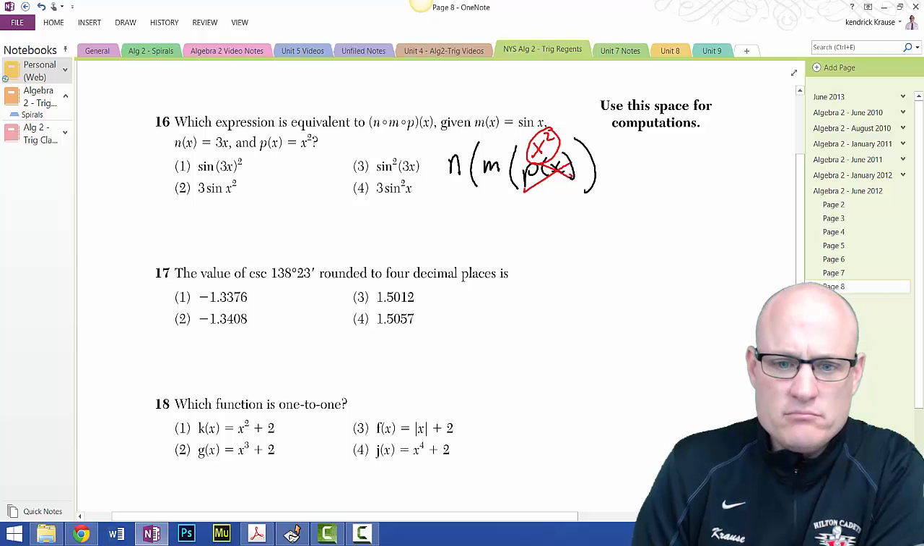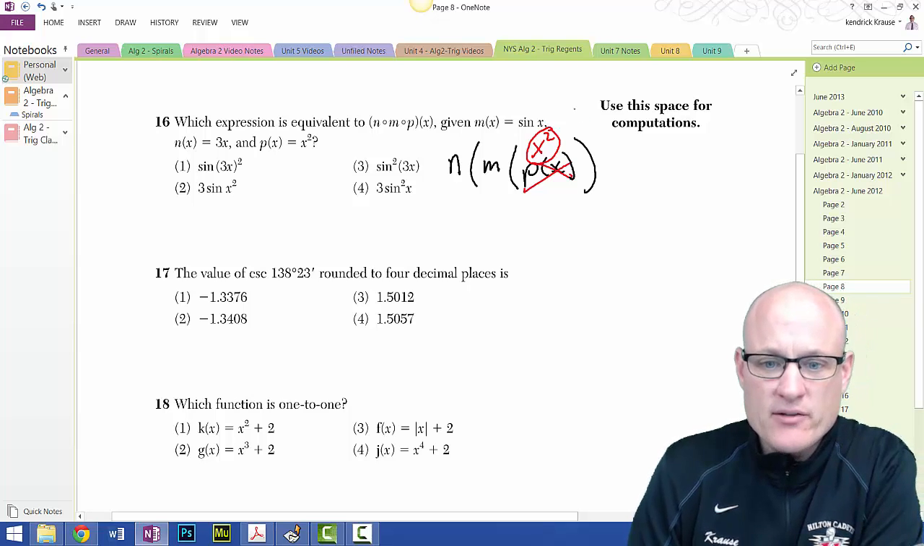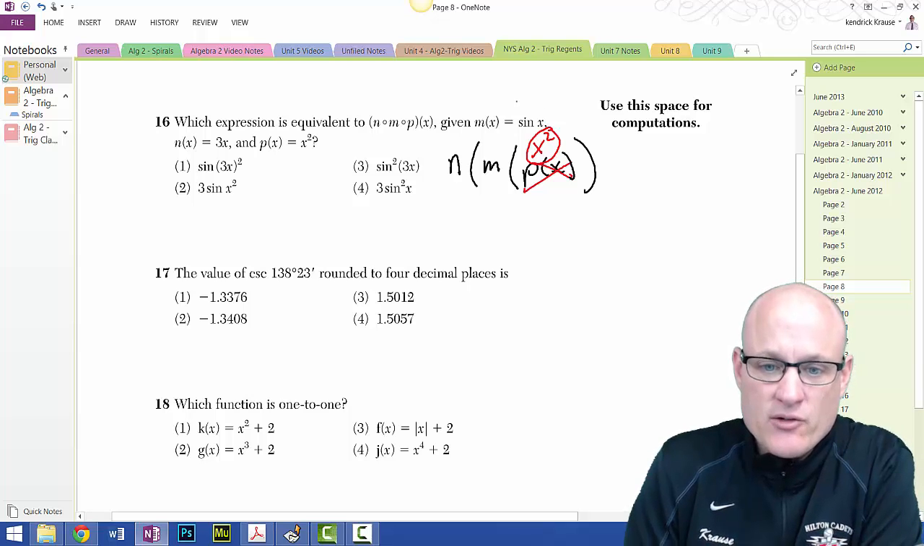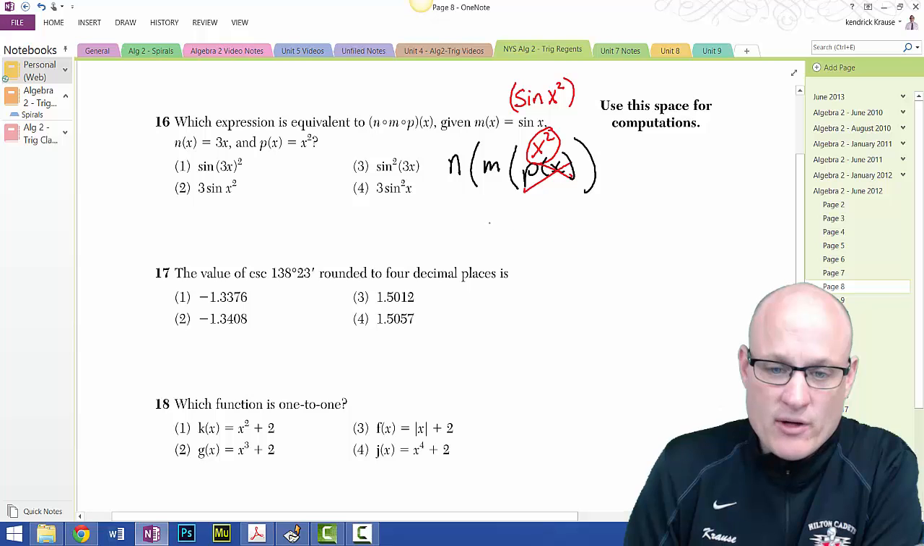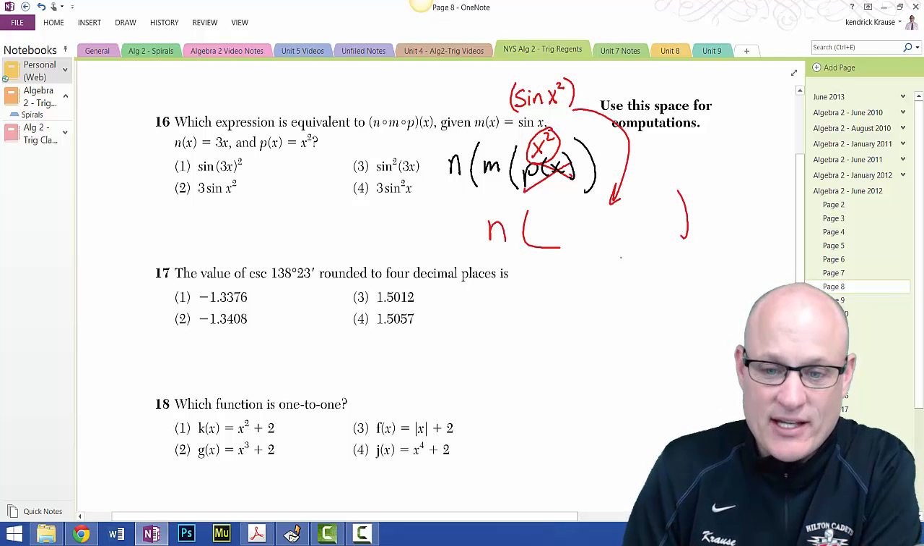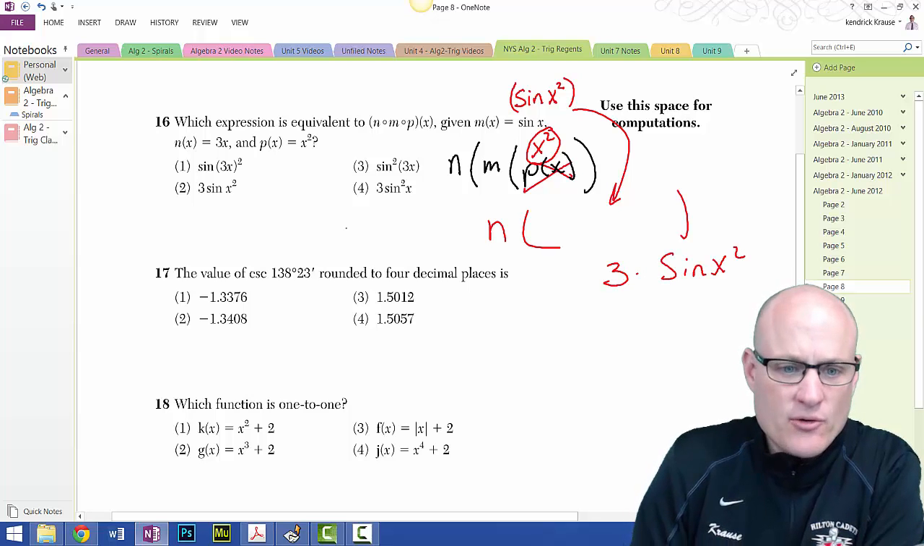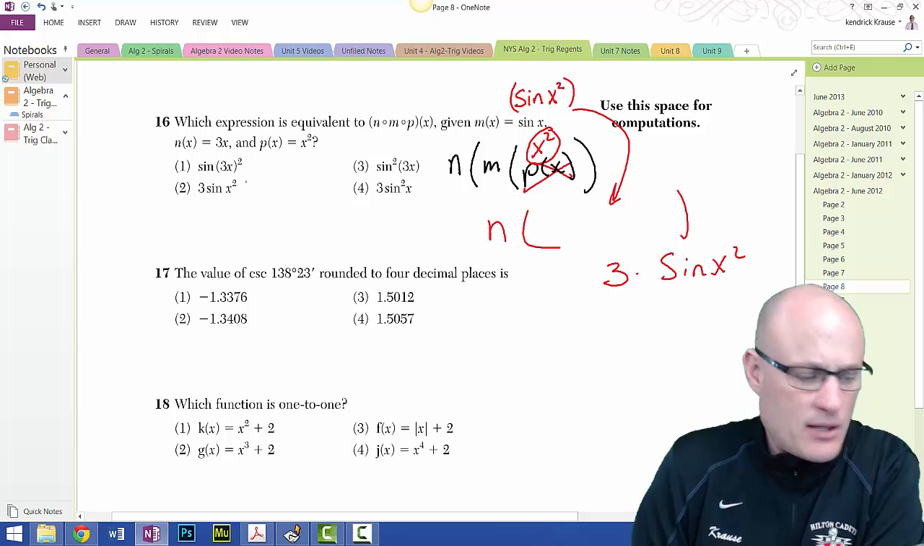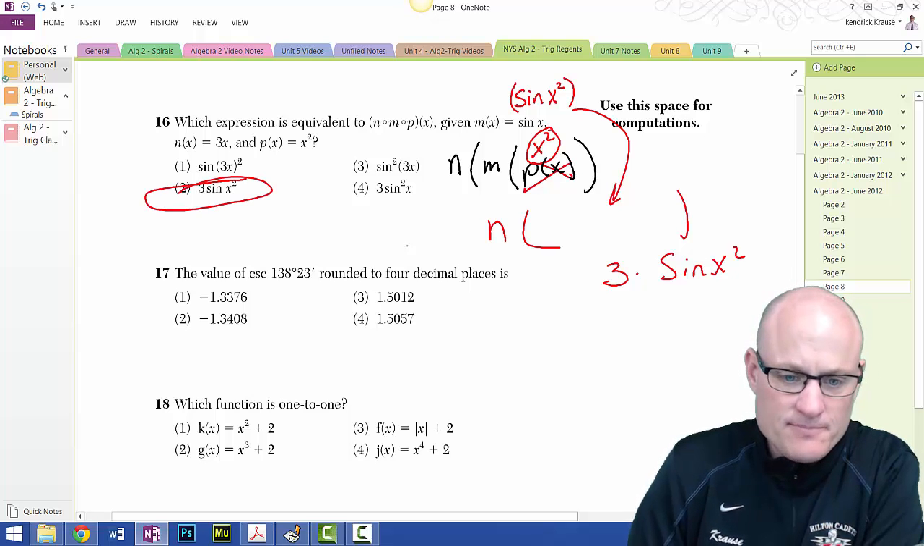Oh man, son of a gun. So now I've got to put it inside of this. So over here I'm going to end up with sine of x squared. Now I want to figure out what n of that thing is. Well, n says take a 3 and multiply it by that, sine of x squared. So 3 sine of x squared. Looks like probably choice 2. Done.